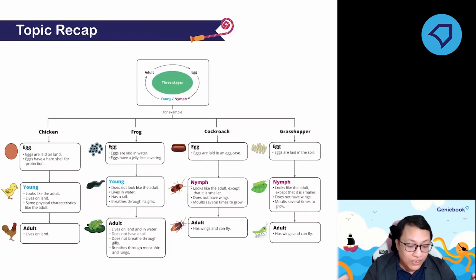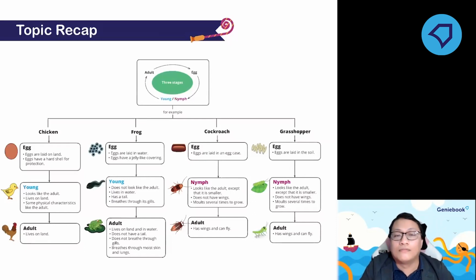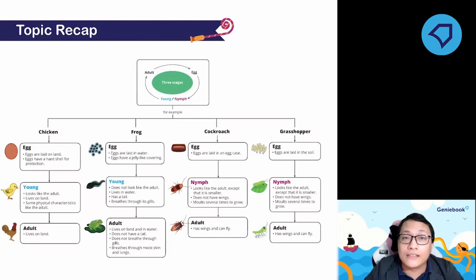So let us begin with chicken. We can see that chicken has 3 stages of life cycle. The first stage is the egg. The second stage is the young. And the third stage is the adult. Now, my question is, how do you compare the adult and the young?